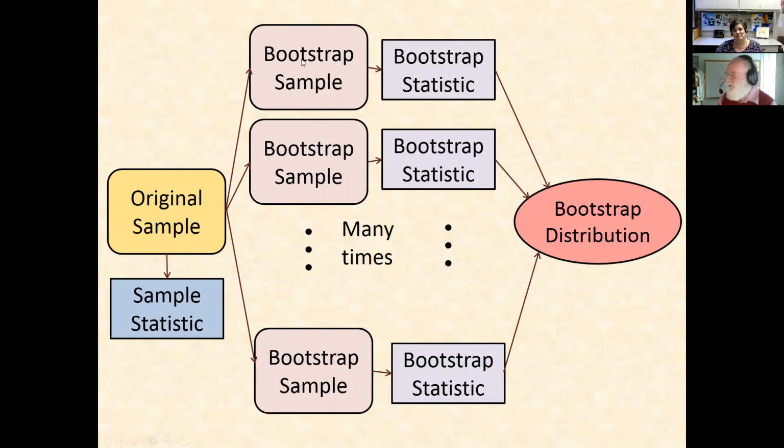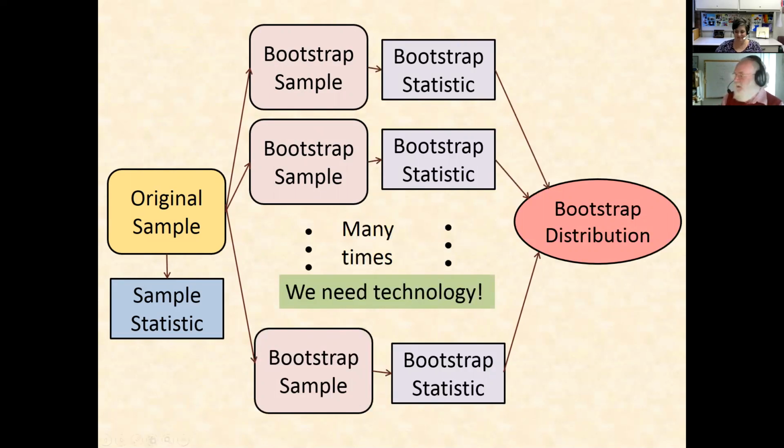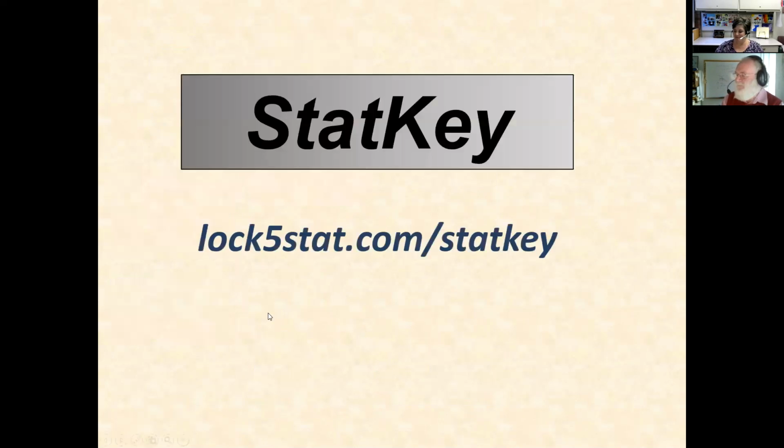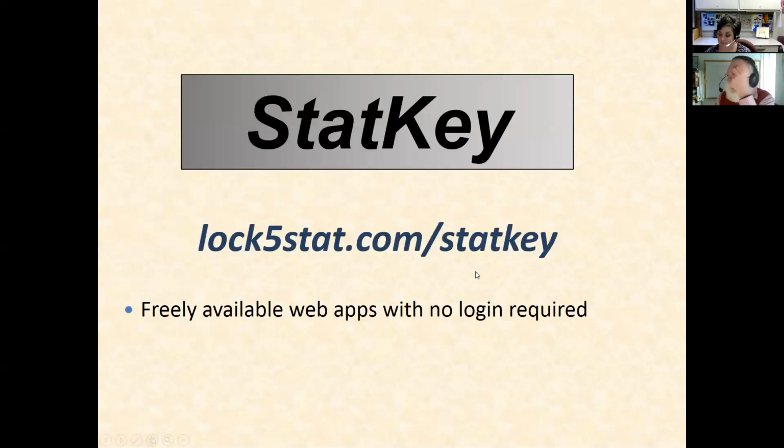But clearly, if we're going to do this thousands of times, we're going to need some technology. There are several things you can use for technology. The one I'm going to demonstrate today is called StatKey. It's a website: lock5stat.com/StatKey. This is a freely available web app, no login required, so you can bump out of the webinar right now and go and try it if you want.